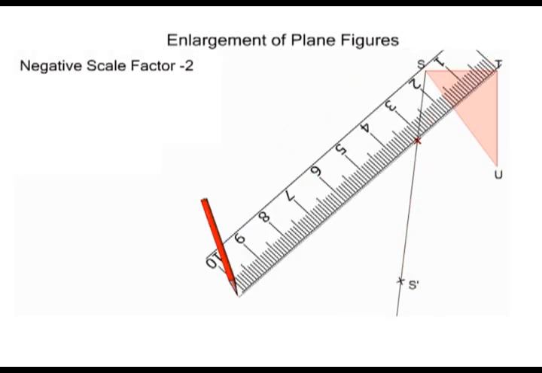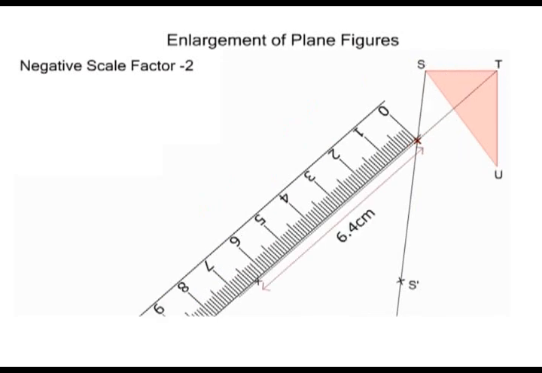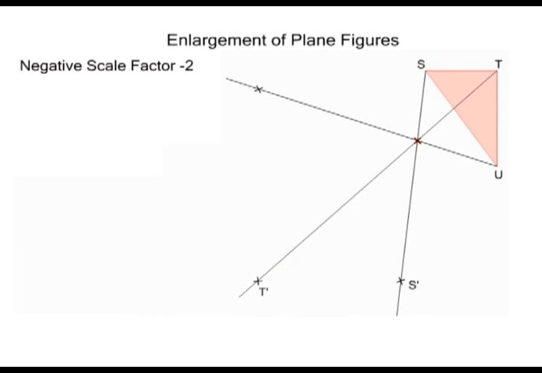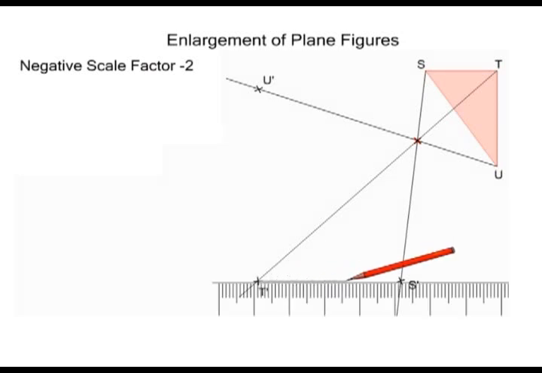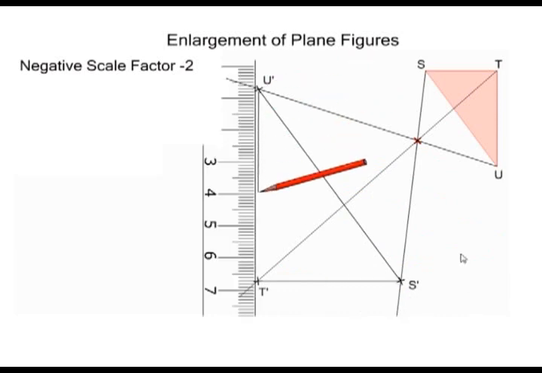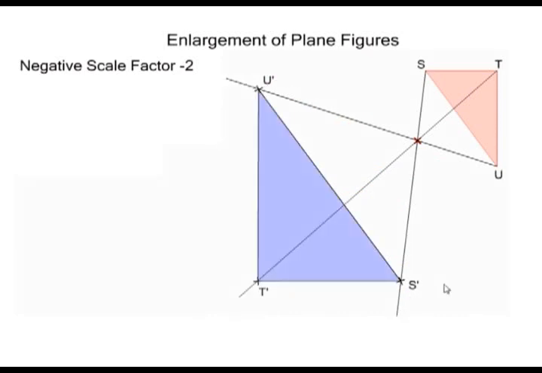Repeat for T. TX is 3.2 centimeters. Double that from X, it will be 6.4 centimeters. And that's T prime. Finally for U, U prime is there. Now complete the image by joining the points. You will notice that in negative enlargement, the image is also inverted.